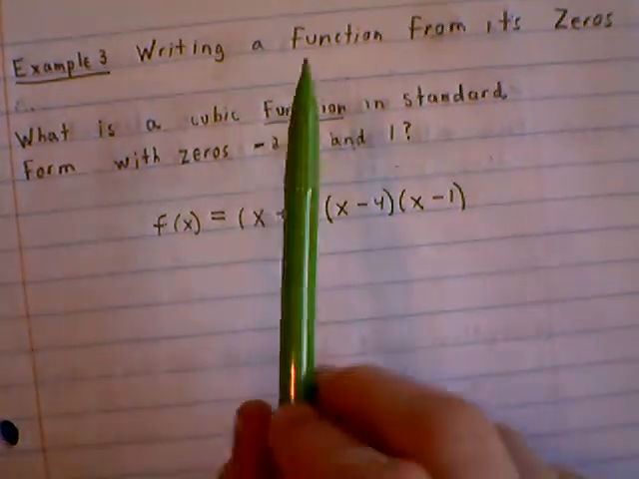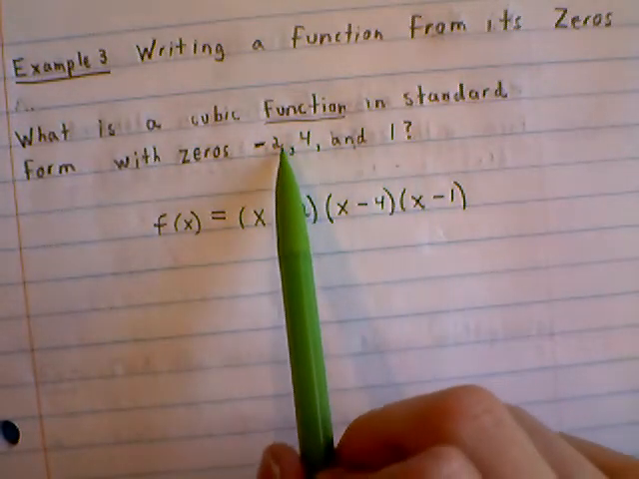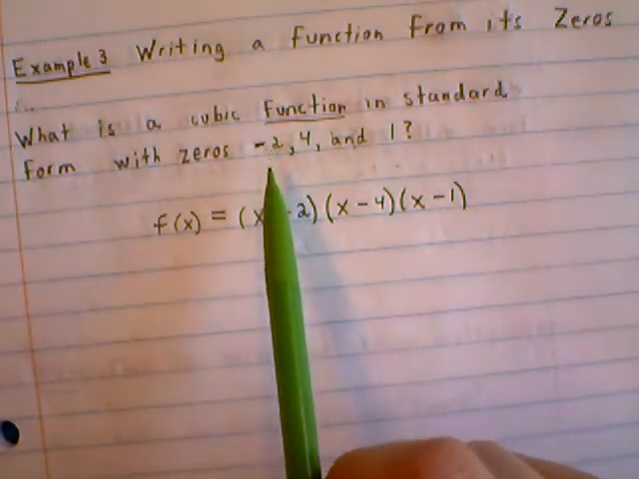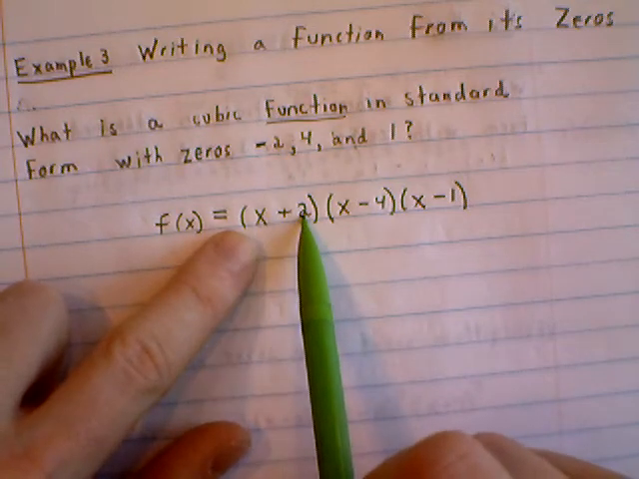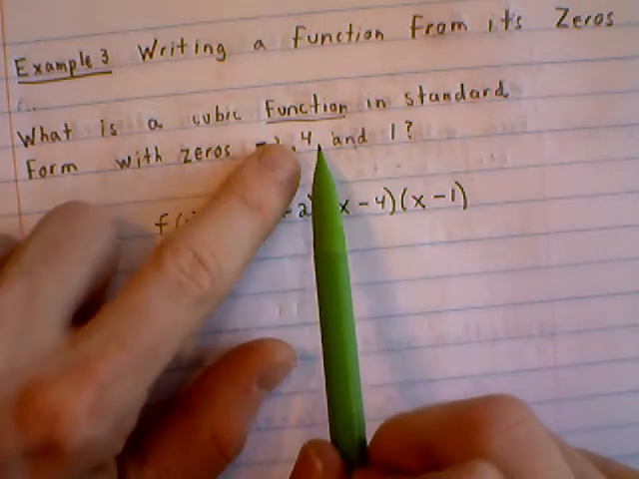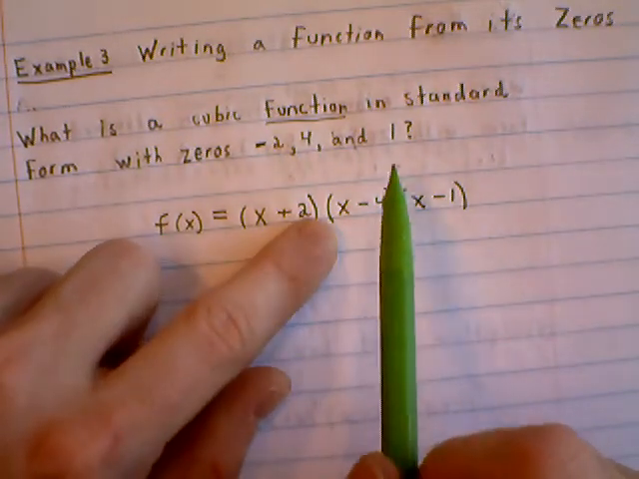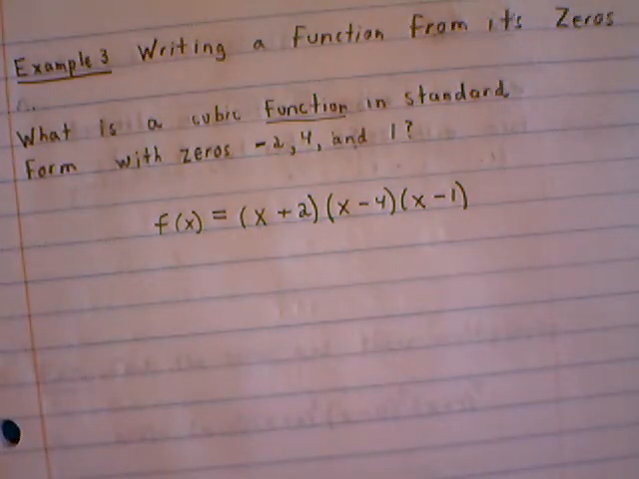The reason being, if these numbers are zeros, I should be able to plug them into the function and get 0. If I plug in negative 2 right here, negative 2 plus 2 is 0. If I plug in 4, 4 minus 4 is 0. If I plug in 1, 1 minus 1 is 0. So you just take the opposite.